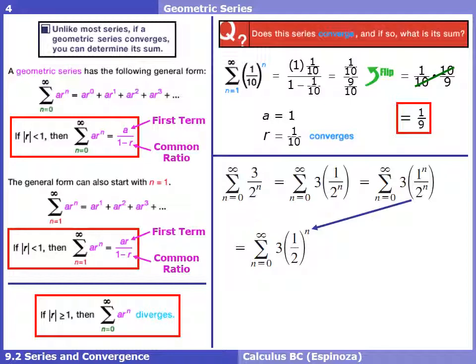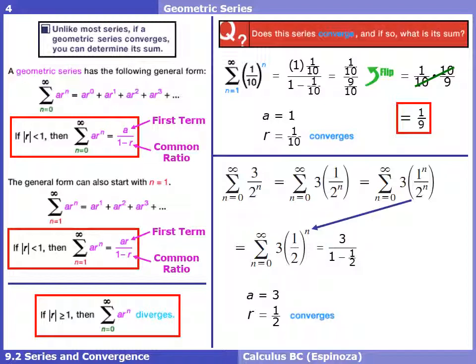and now you can see that this is definitely a geometric series. We have a number times another number to the n power, and of course that makes our a value 3, and that makes our common ratio 1/2. Since that common ratio of r is less than 1, we know this geometric series converges. And if it converges, we can find out the value of it. So how do we find that value?